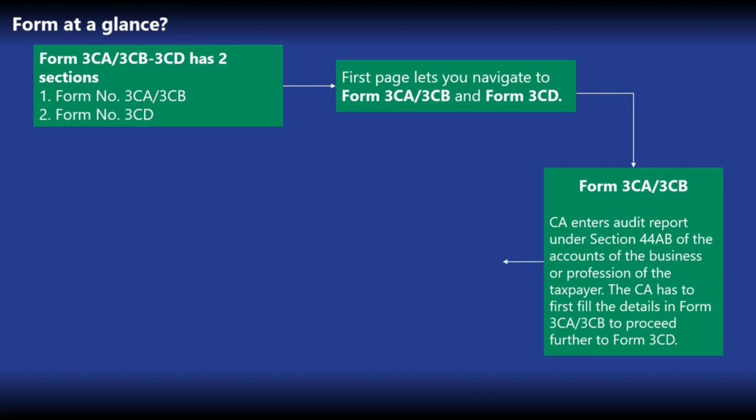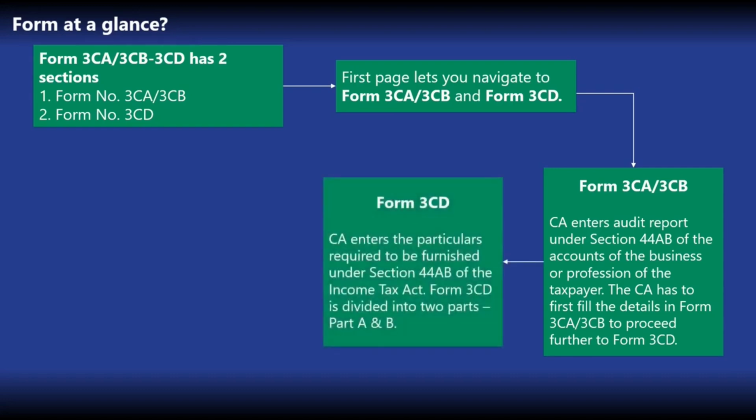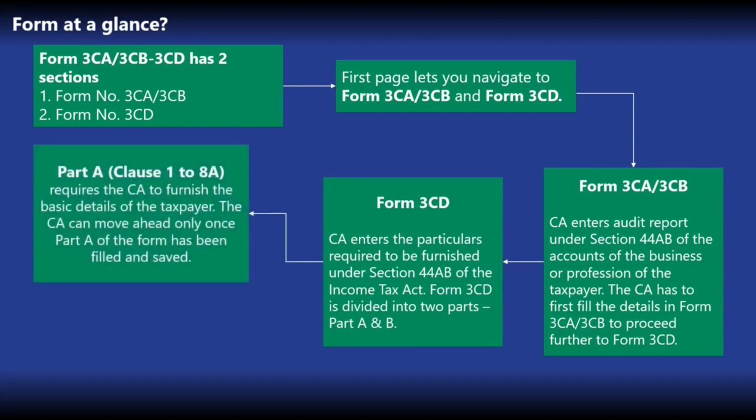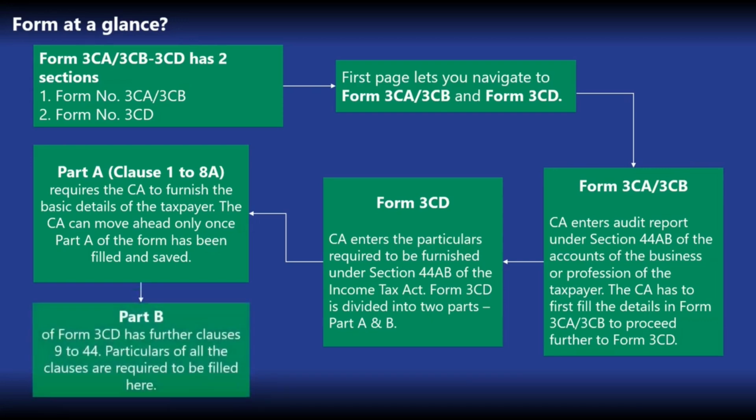In Form 3CD, chartered accountant enters the particulars to be furnished under Section 44AB of the Income Tax Act. Form 3CD is further divided into two parts. Part A has clauses 1 to 8A, which requires the chartered accountant to furnish the basic details of the taxpayer. The user can move ahead only once Part A of the form has been filled and saved. In Part B of Form 3CD, there are clauses 9 to 44. Particulars of all the clauses are required to be filled in here.